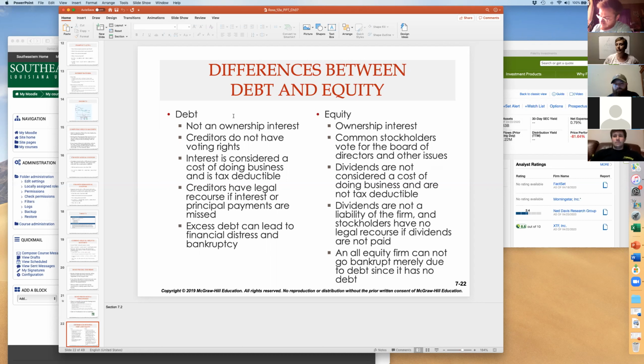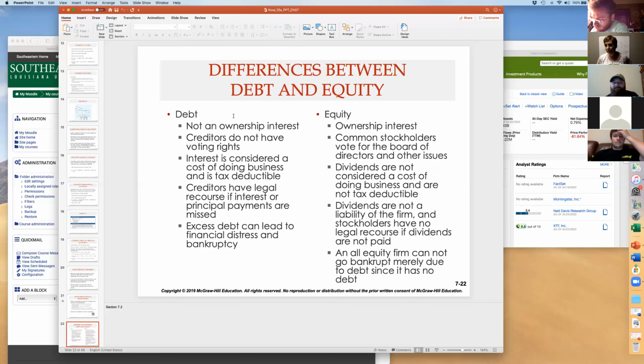The interest that the company pays is considered a cost of doing business and makes it tax deductible, meaning that the business that is issuing the bond is deducting the interest off their income statement before they compute their taxes. This makes debt inherently a cheaper form of capital than equity. Because when you issue equity, dividends are the cash flow, and they are not tax deductible. They come after taxes are computed. So it makes debt cheaper inherently, all else held constant.